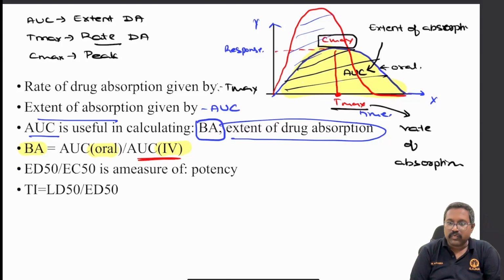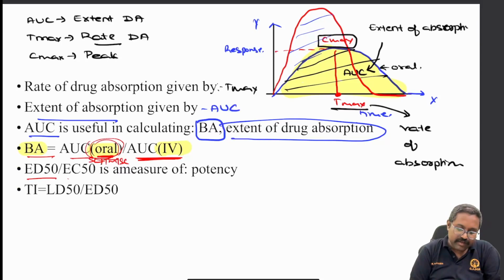And if you want to measure for IM route, you are going to change it here: IM, subcutaneous, sublingual, etc. So the denominator will remain constant, whereas the numerator is going to change. So bioavailability is area under the curve oral divided by area under the curve for IV.